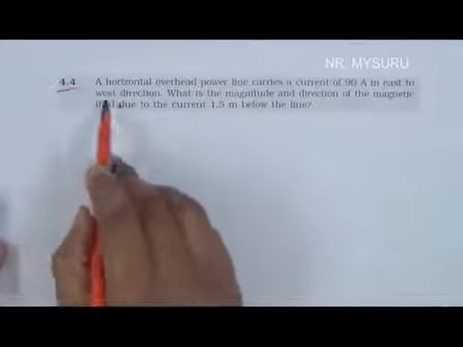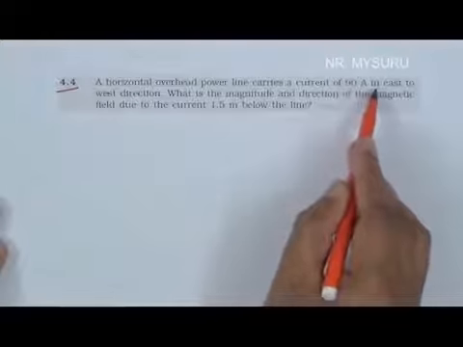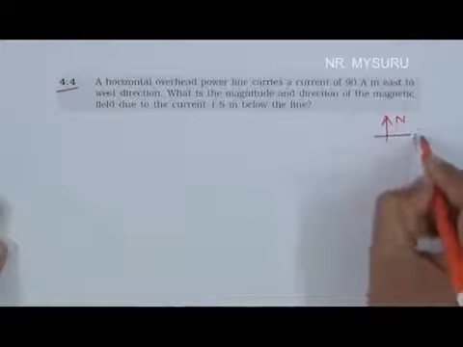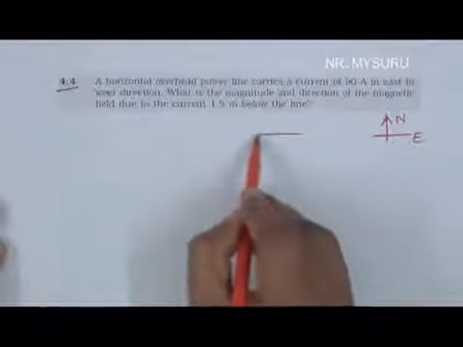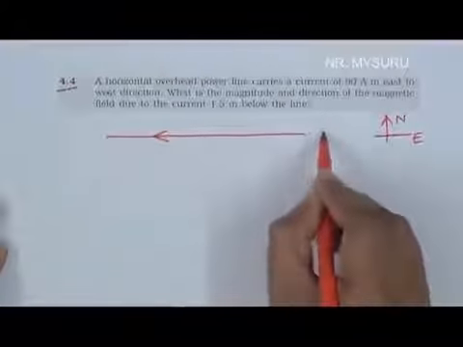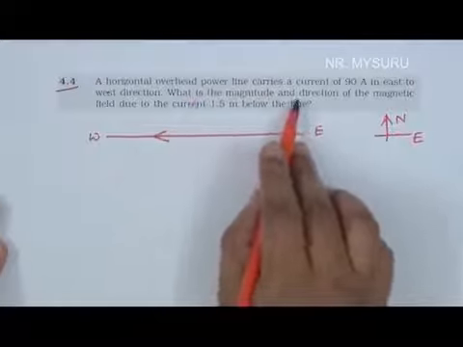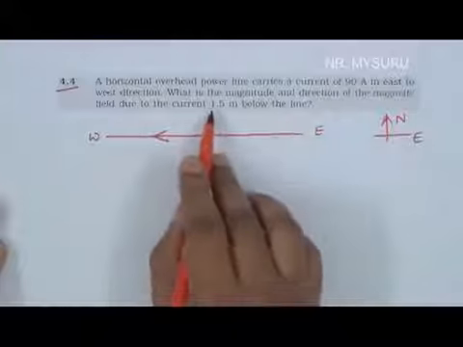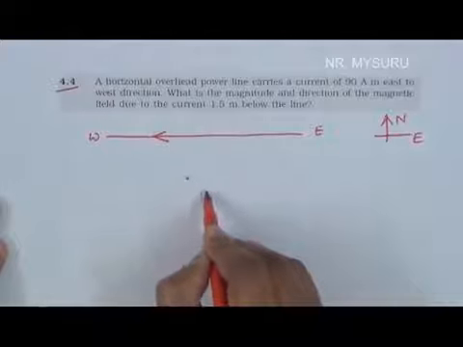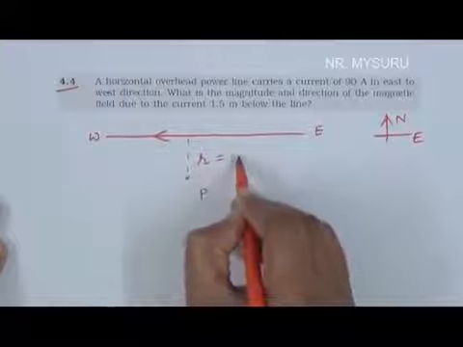4.4. A horizontal overhead power line carries a current of 90 ampere in east to west direction. North, east, so east to west. This is a straight conductor, direction of current from east to west. What is the magnitude and direction of the magnetic field due to the current 1.5 meter below the line? So let this be a point below the conductor at a distance r equal to 1.5 meter.